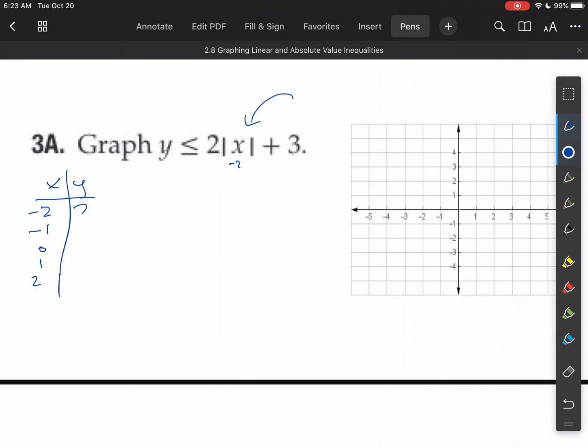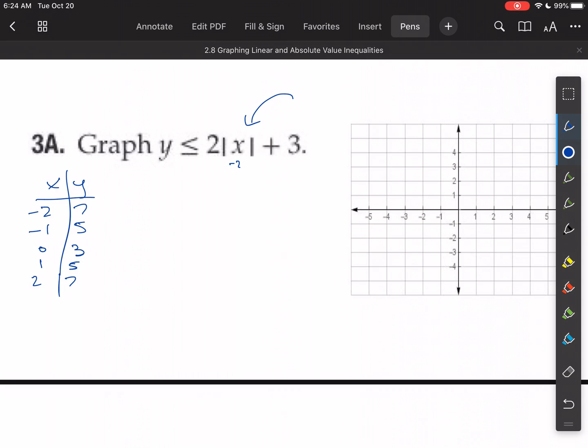Okay, if I plug a -1 in, I get 1. 1 times 2 is 2. 2 plus 3 is 5. If I plug a 0 in, I get just 3, because that whole thing goes away. And then at 1, I get the same thing as I did at -1, which is 5. And then at 2, I get 7, right? So I'm getting that V shape going.